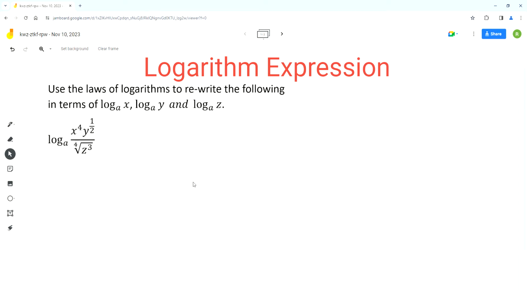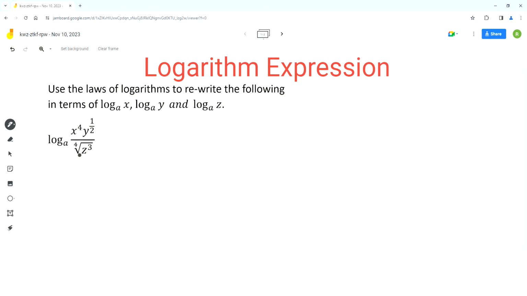Hello everyone. So in this video, we will simplify this log expression. Now as per the problem, we have to use the laws of log to rewrite the following in terms of log of x to the base a, log of y to the base a, log of z to the base a. Now here we are given a single log term with this fraction. So we just have to expand this expression.